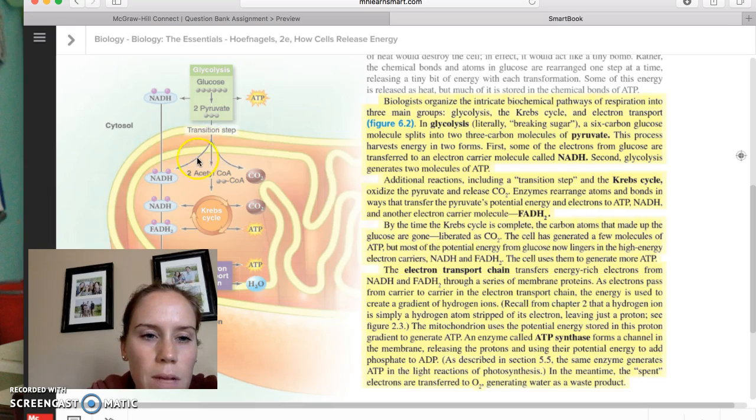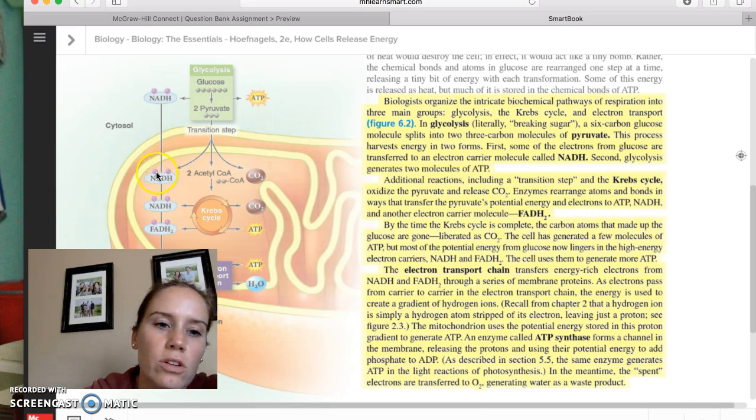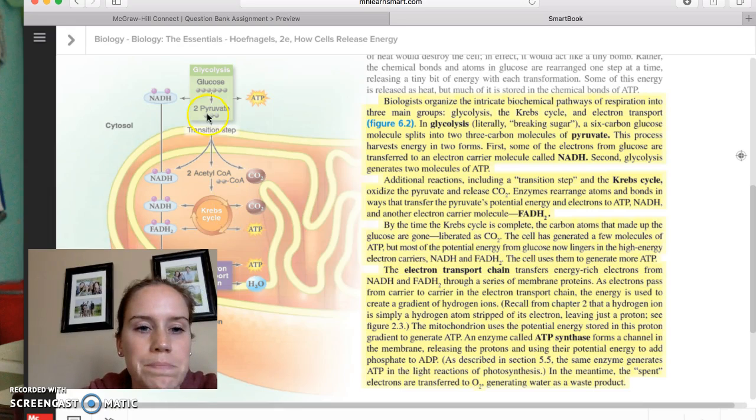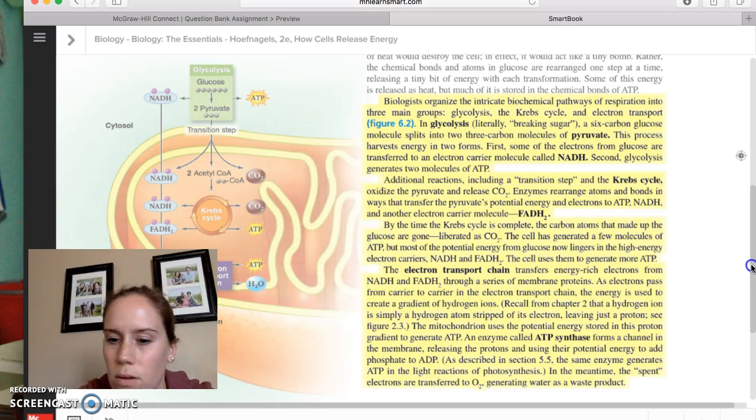Same thing's going to happen down here again. We're going to release some more NADH. These are just electron carriers, so they're picking up an electron and they're taking it along with them, and they're taking it down to the electron transport chain. Okay, so we're making some ATP, we're releasing carbon dioxide, and then we're creating these acetyl-CoA molecules to go into the Krebs cycle. Okay, so let's scroll down.